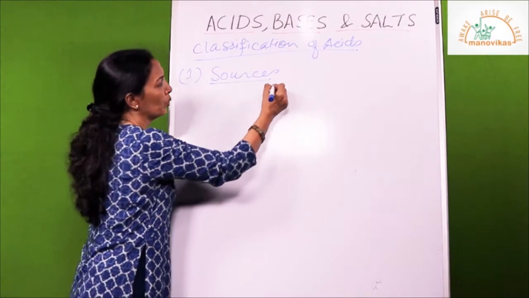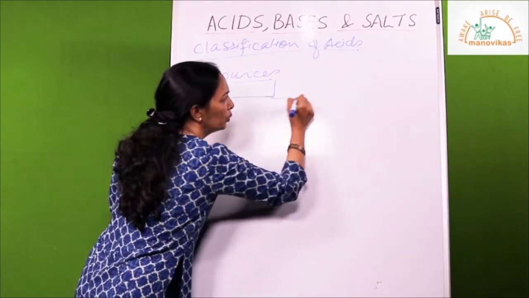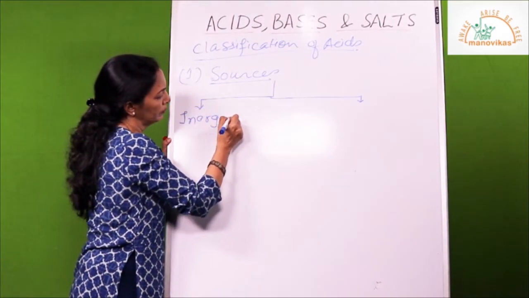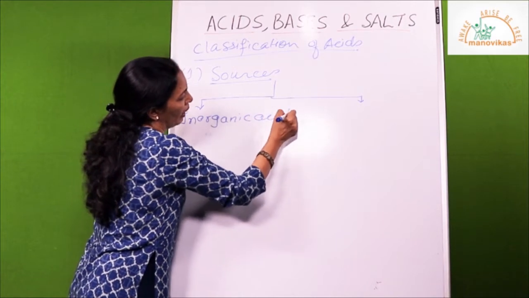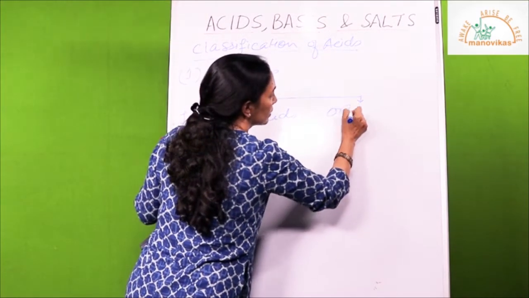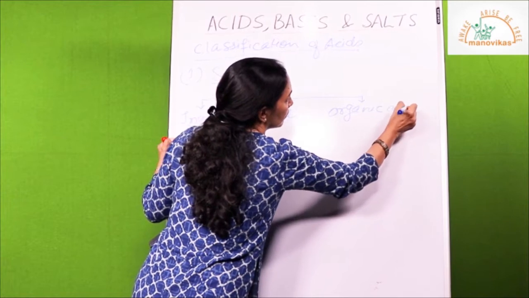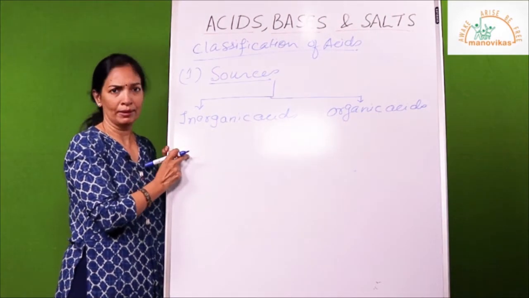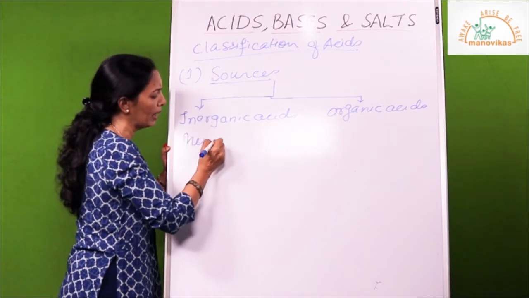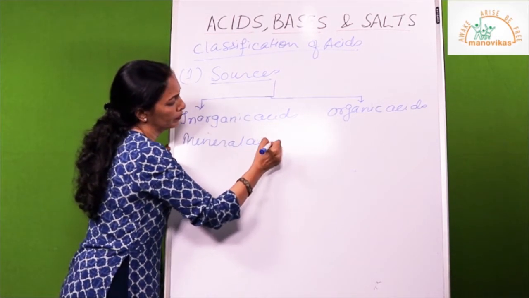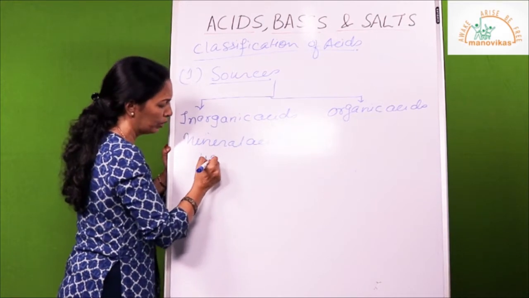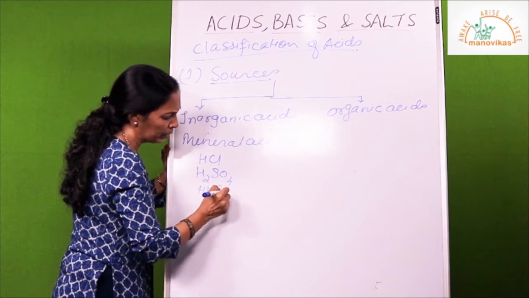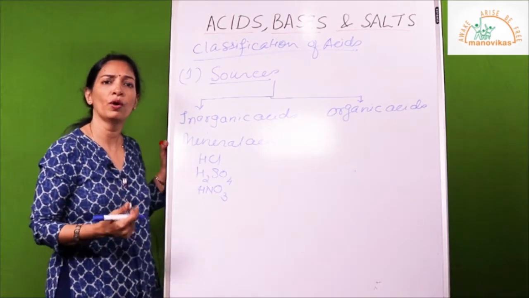On the basis of sources, acids are divided into two classes: inorganic acids and organic acids. Inorganic acids are derived from minerals, so they are also called mineral acids. Examples: hydrochloric acid, sulfuric acid, nitric acid, carbonic acid, sulfurous acid and so on.